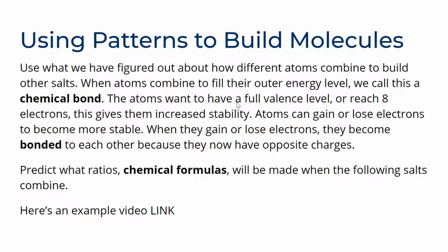So in order for them to get that stability, they create these bonds with other atoms by either gaining electrons to reach 8 or losing electrons to reach 8. As they gain or lose those electrons, they become bonded to each other because now they have those opposite charges. And as we've seen in earlier lessons in this unit, we know that opposite charges attract to each other. So we're going to use these different patterns and the numbers of electrons in the valence levels to help us predict what chemical formulas are going to be made when different salts combine.